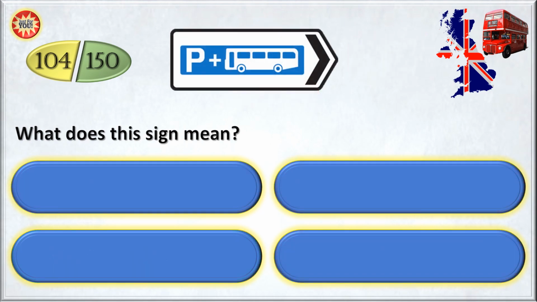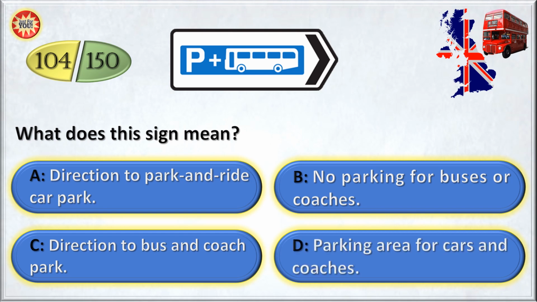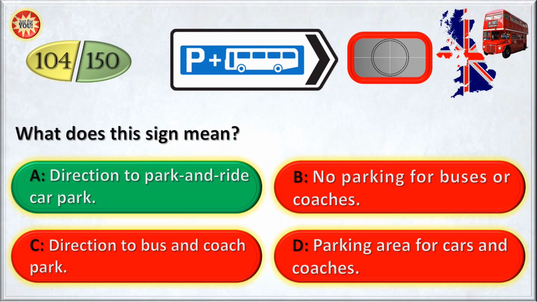What does this sign mean? Direction to park and ride car park. No parking for buses or coaches. Direction to bus and coach park. Parking area for cars and coaches. Direction to park and ride car park.